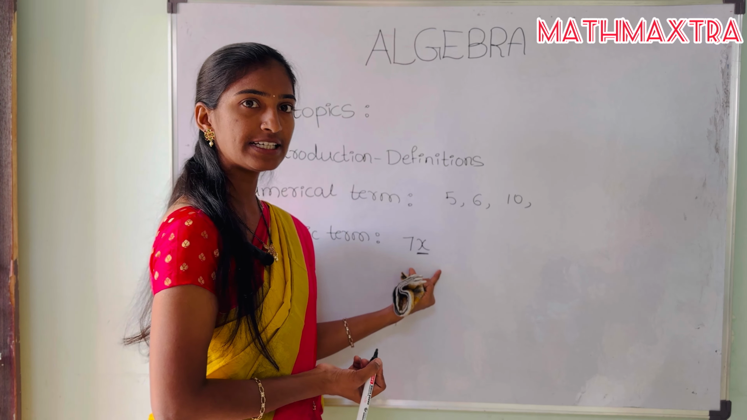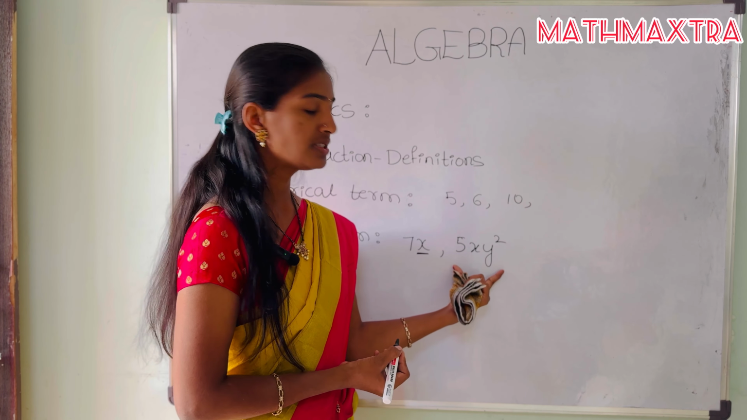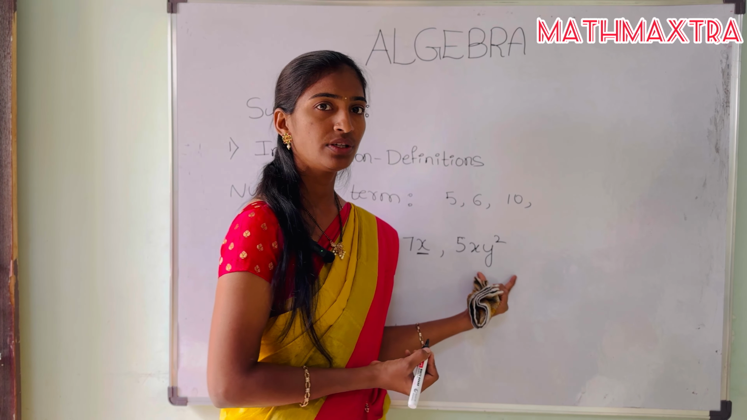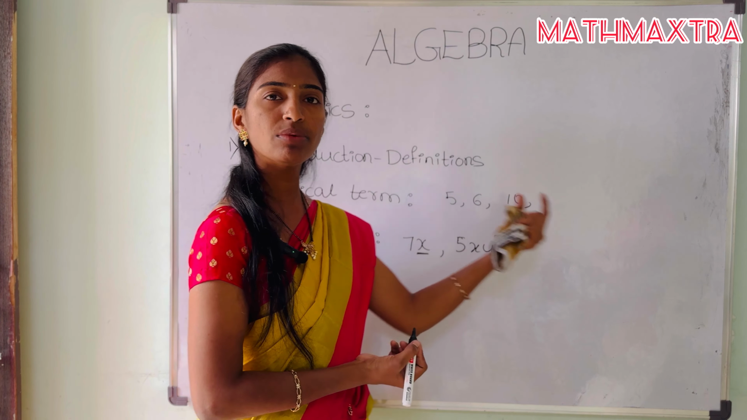Or see, 5xy square. Yes, it has more than one variable, and is a product of one constant and more than one variable. Yes, this we call an algebraic term. So you may have any number of variables, but it should have at least one variable. Then we call that term an algebraic term. Okay, and our next definition is coefficient.